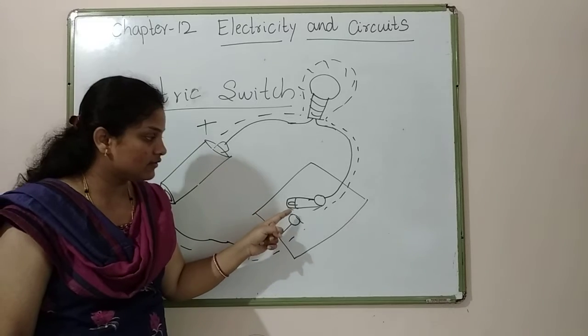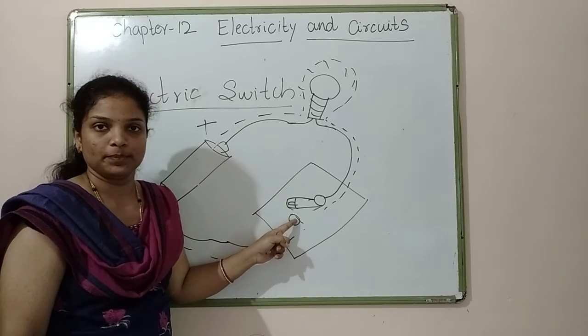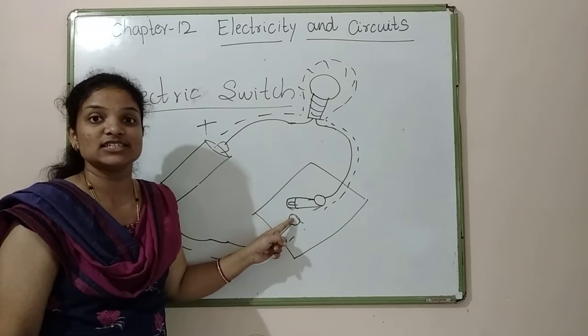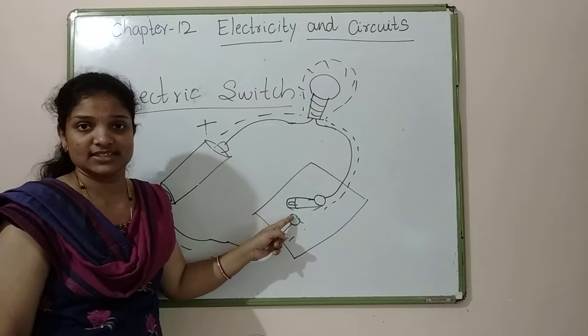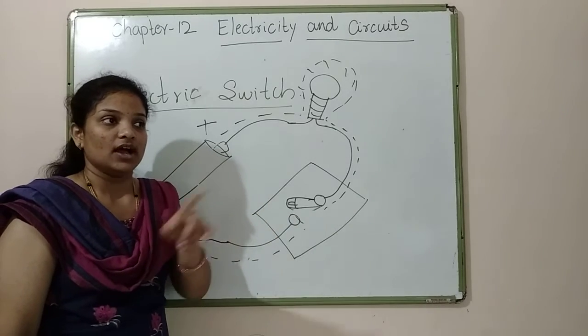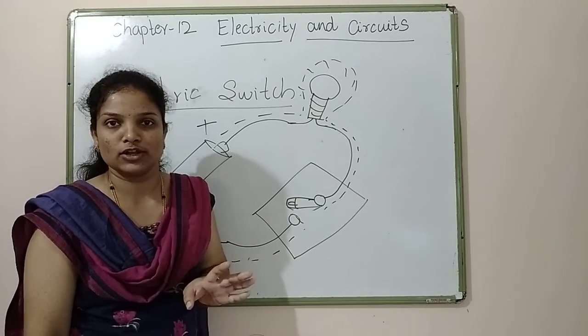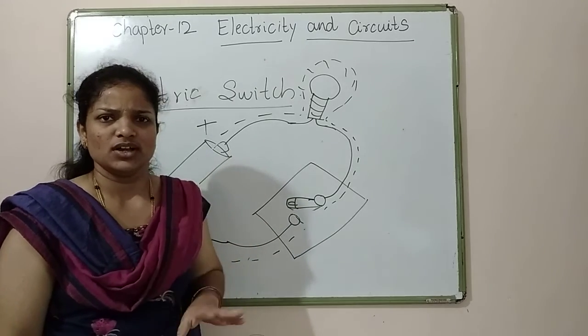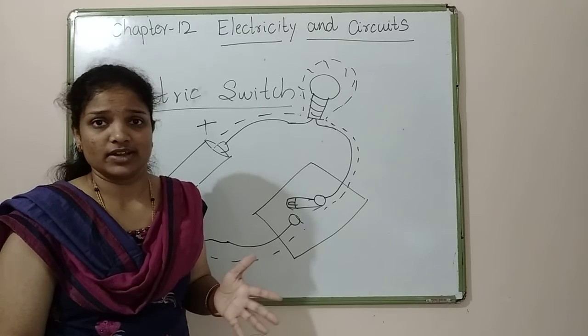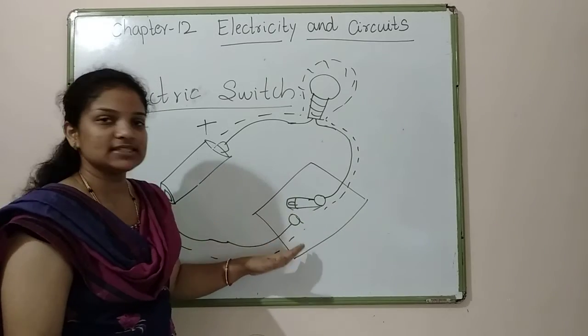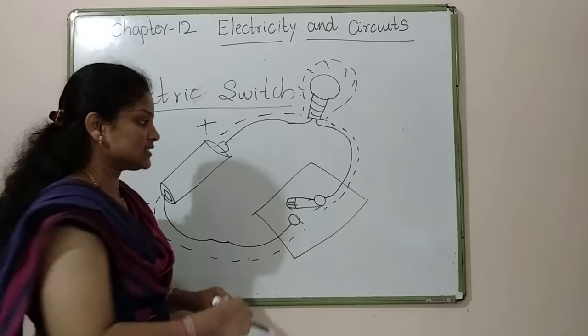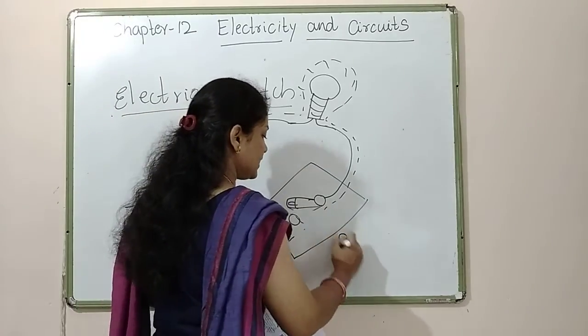It glows only when you touch this pin to this pin. This acts like a switch. The same thing is applied in home appliance switches, but that circuit is very complex. If you open it also, you will not be able to understand how exactly it works. But here this is the simple switch. The pin acts like a switch.